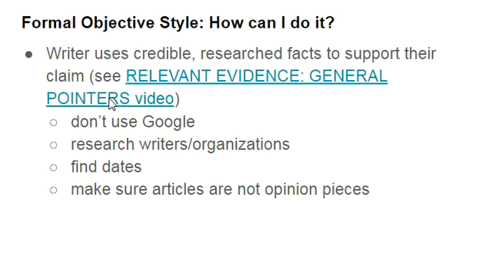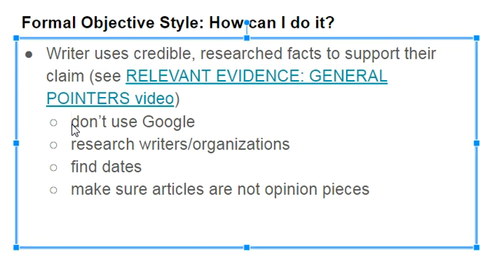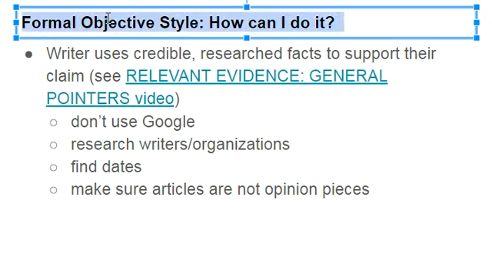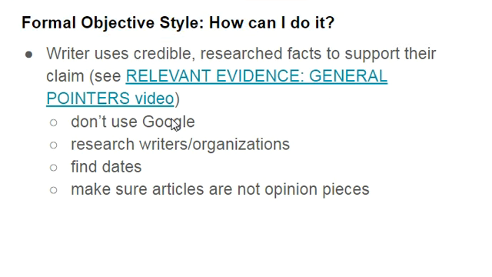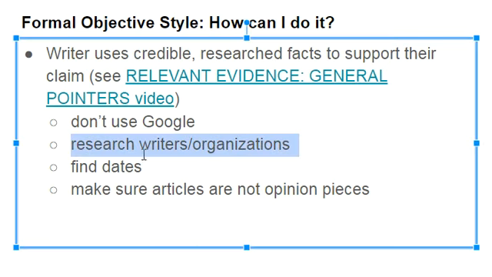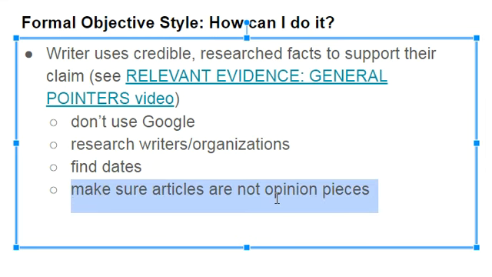If you still haven't collected your evidence, maybe you didn't complete that learning playlist first semester, or if you want to double check your evidence and make sure that it's going to help you maintain this formal objective style. But these are the pointers. Don't use Google, okay, for your research. Research your writers and organizations to make sure that they're credible. Find the dates of what you're citing and make sure that they are current. And make sure that the articles you're citing are not just opinion pieces, okay?